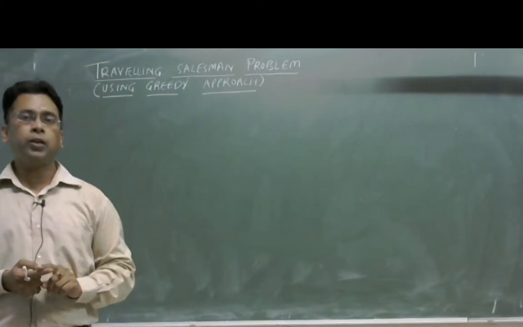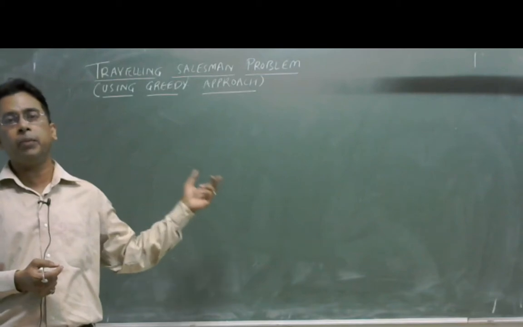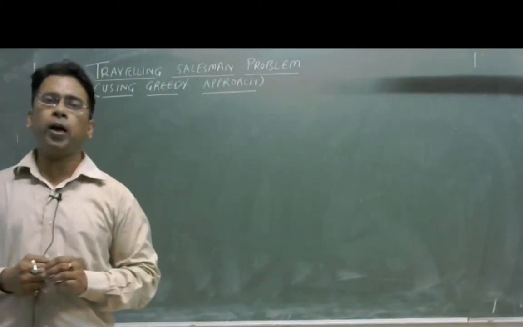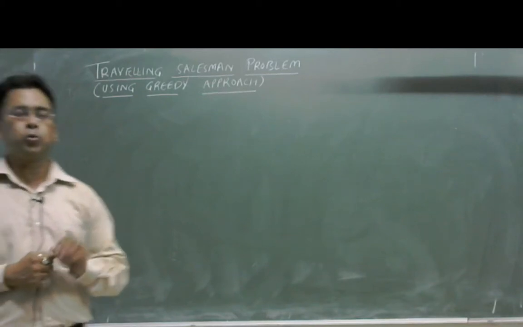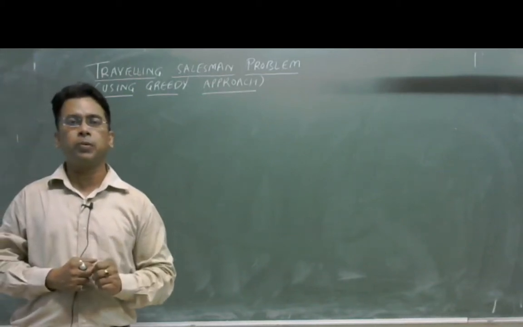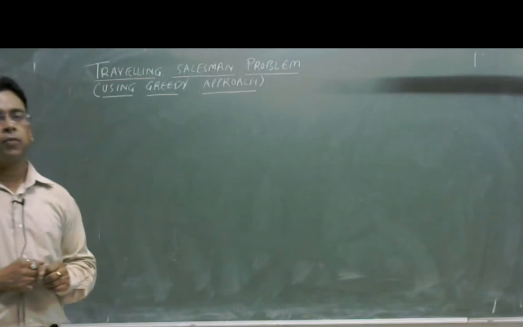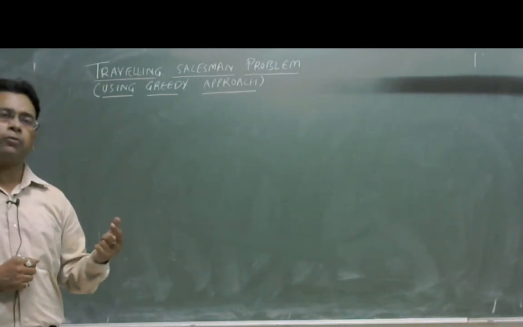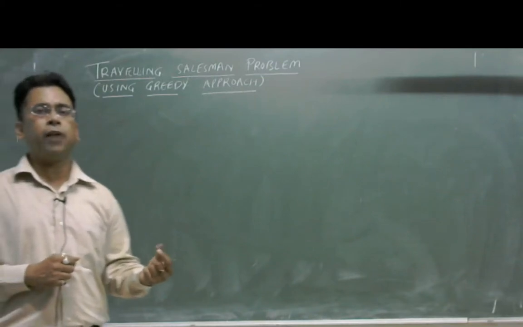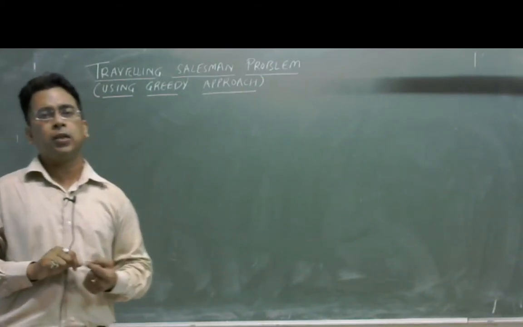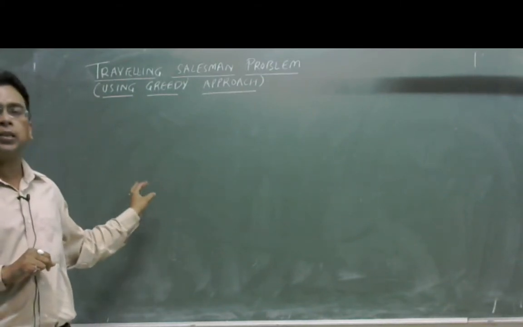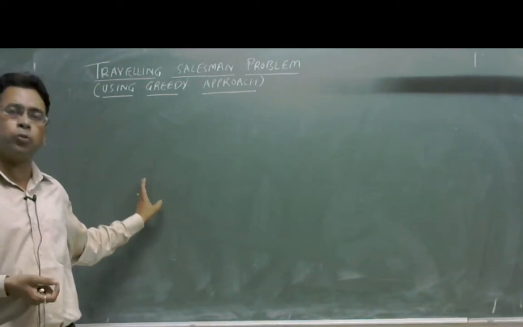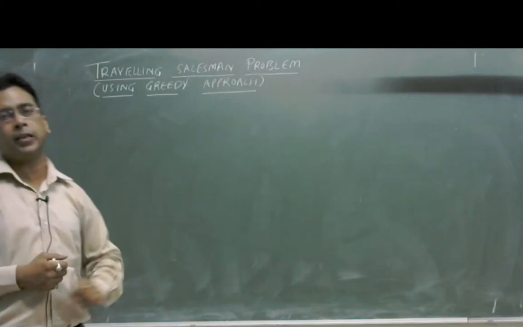This same problem will come in when you study the dynamic programming and branch and bound technique also. But right now I am discussing the greedy approach to solve the traveling salesman problem. So we have to cover all the cities, and while covering all the cities, we have to maintain the minimum distance that will be traveled by the postman to deliver all the letters.